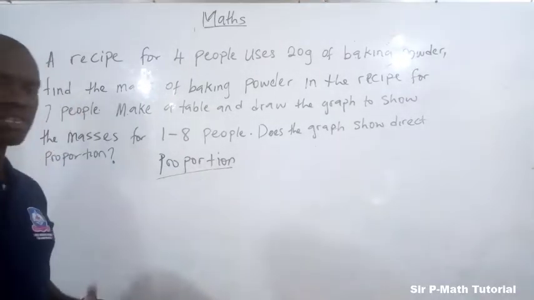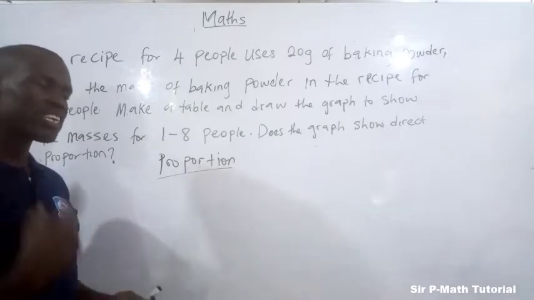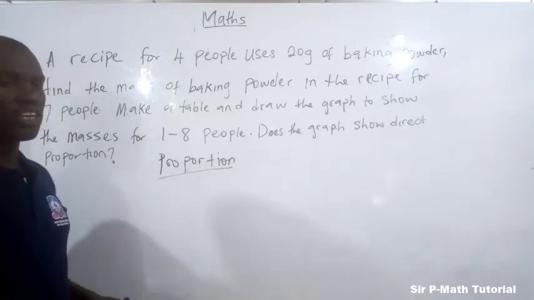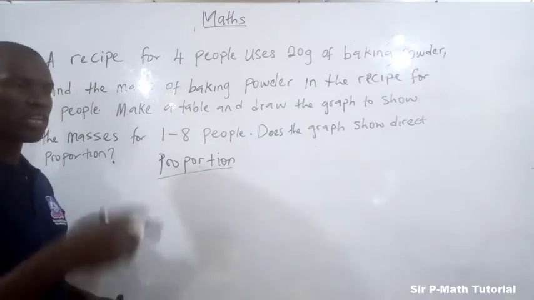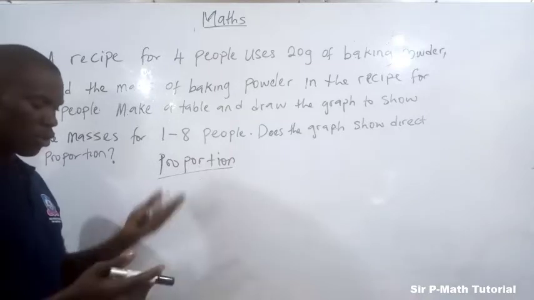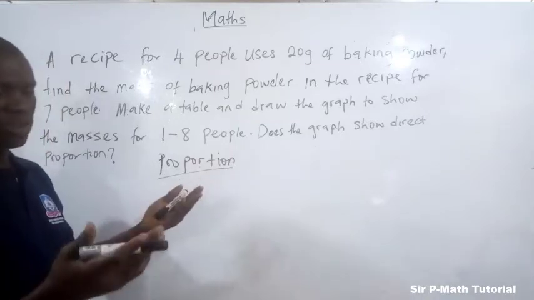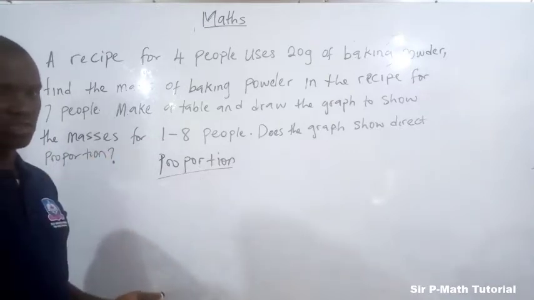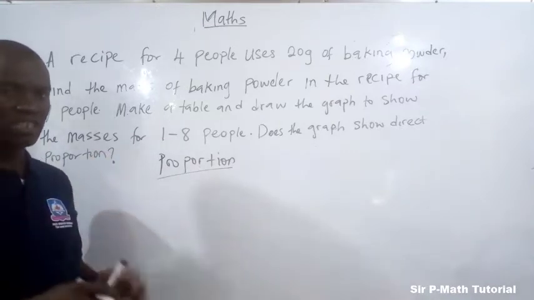Direct proportion is such that an increase in one quantity brings about a relative increase in the same proportion in another quantity. I have 2 quantities in comparison. As one increases, the other increases. If this reduces, the other also reduces. This is what we call direct proportion.